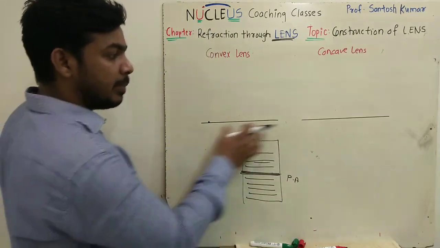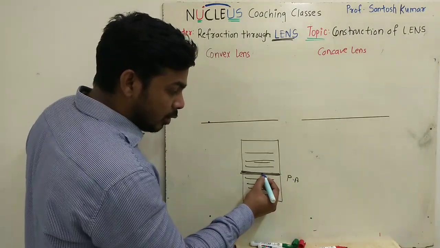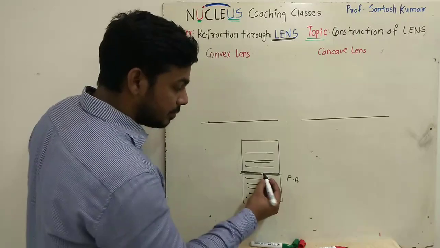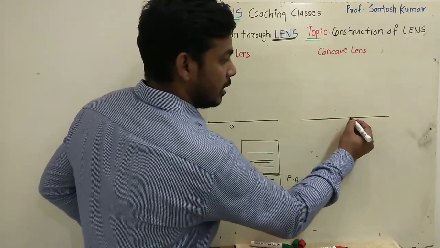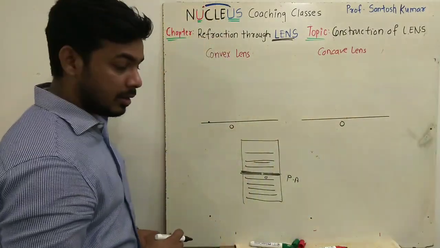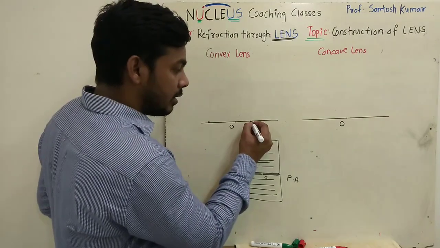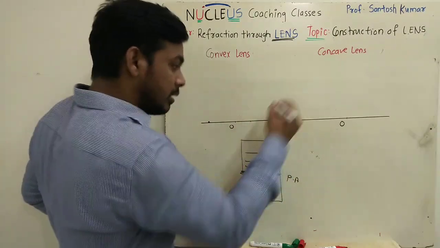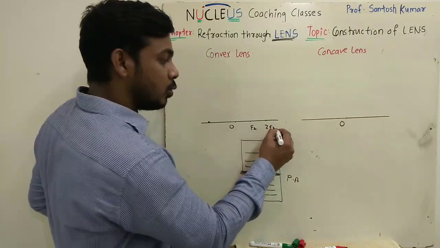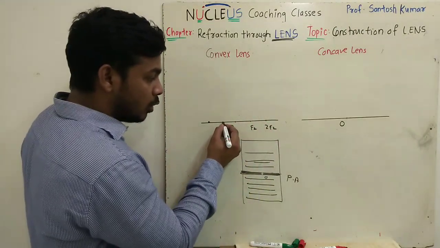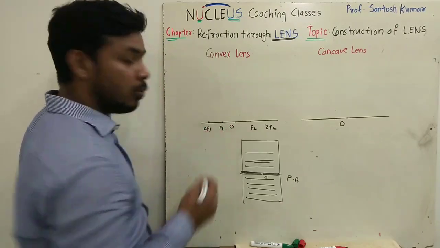So let's say this is a principal axis, and first of all at the center of that line you can mark point O, which is called the optical center. From this optical center O, measure 2 centimeter to the right, and a further 2 centimeter, and mark 2 points which will be F2 and 2F2. On the left side also mark 2 centimeter as well as 2 centimeter, which will give you F1 and 2F1.